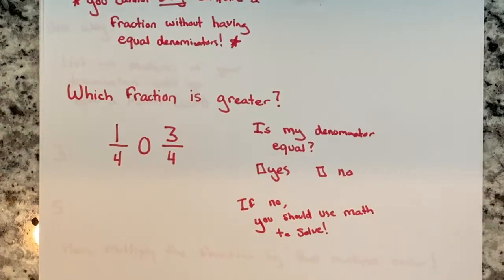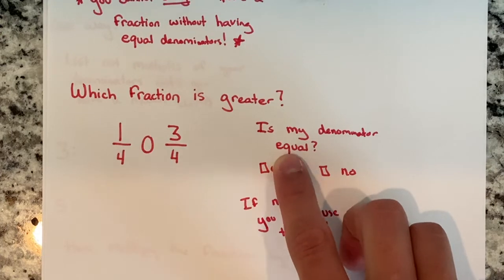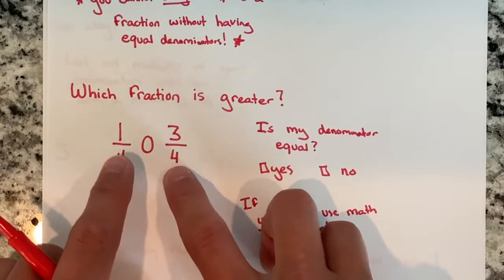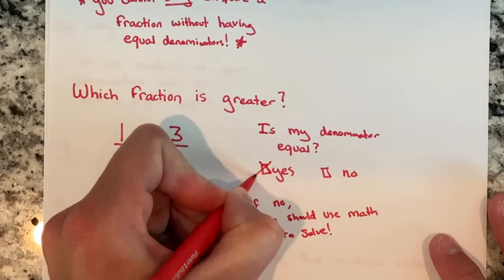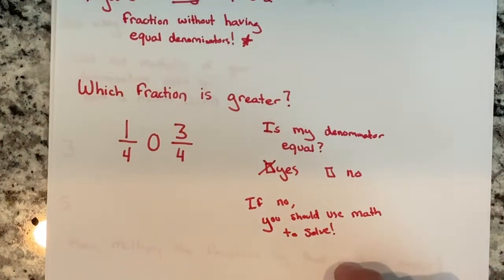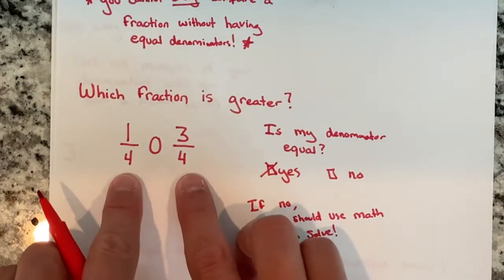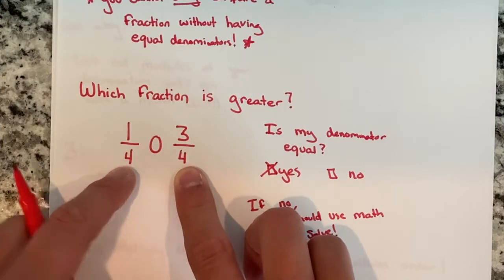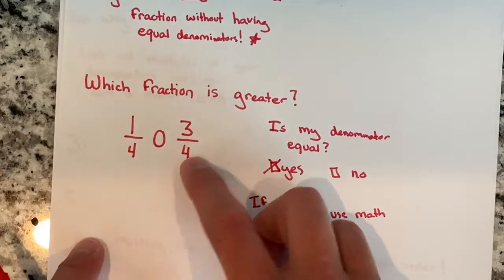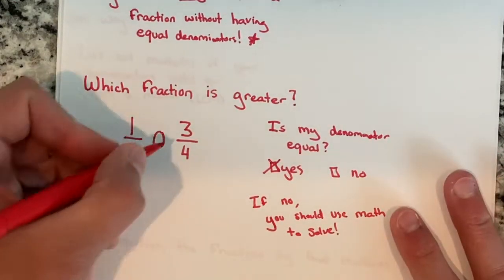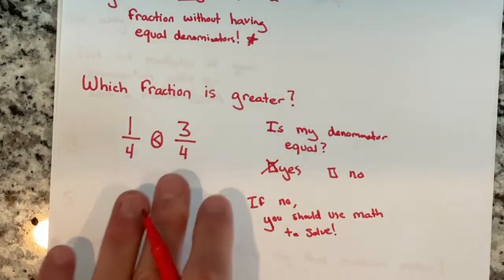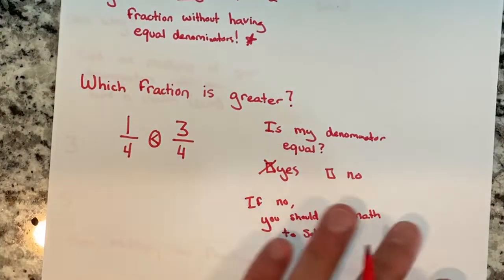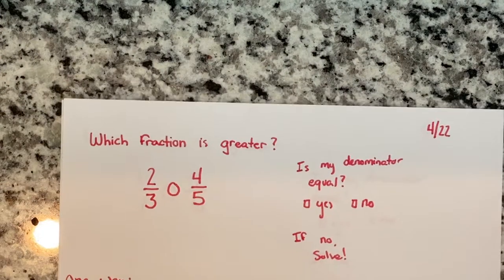Which fraction is greater? 1/4 in comparison to 3/4. My thought process should be, first, is my denominator equal, or my size of my parts equal? Fourths and fourths. Well, yes, they are. So if it's not equal, I'll have to use some math to solve. But if fourths are equal to fourths, I just pay attention to which numerator is closer to all four pieces. Would I rather have one of the four pieces or three of the four pieces? Well, obviously, 3/4 is larger than 1/4. Easy peasy when I've got the same denominator. But I'm not always going to have that.